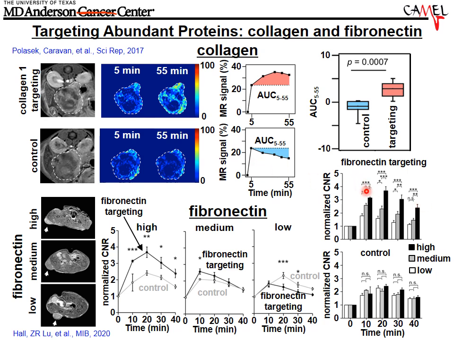So, nice complementary study showing that different tumor models with different amounts of fibronectin can be distinguished. And in this case here, the targeting agent versus a non-targeting agent showed nice difference for the collagen study. But again, the difference between targeting and non-targeting is rather small.